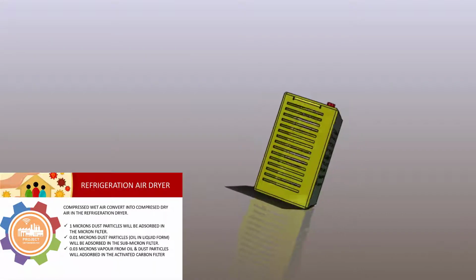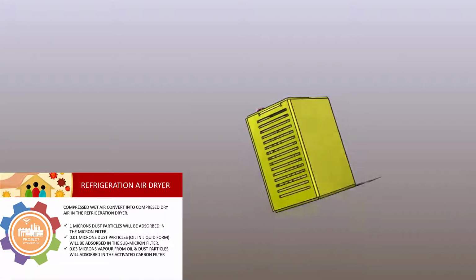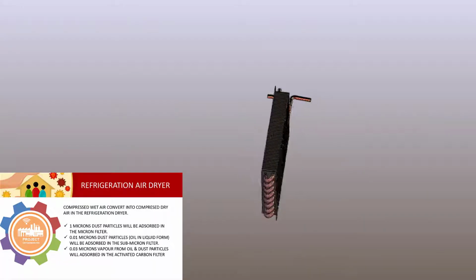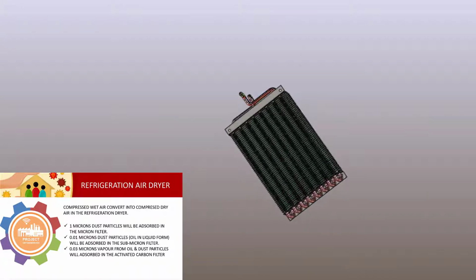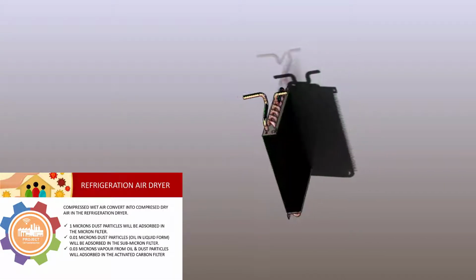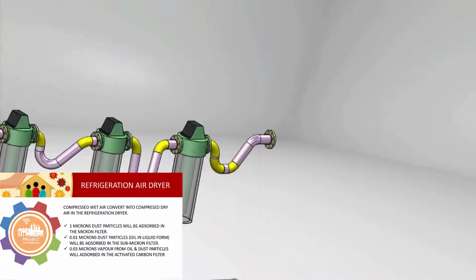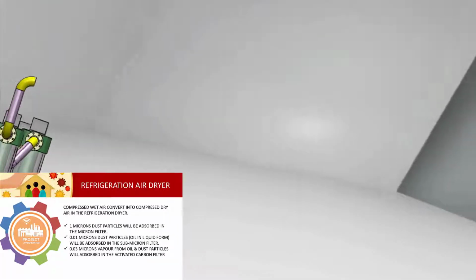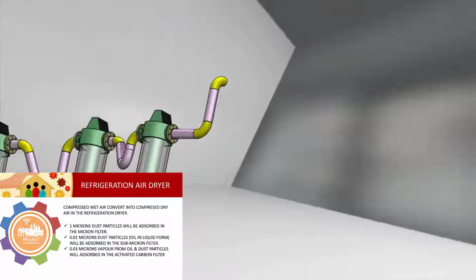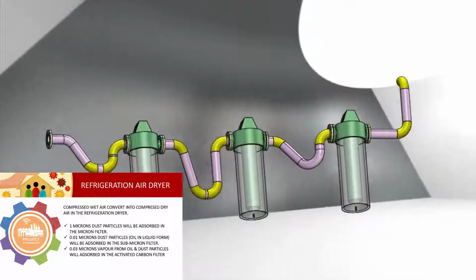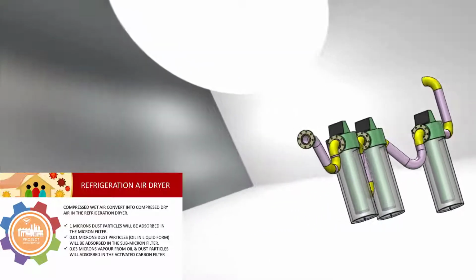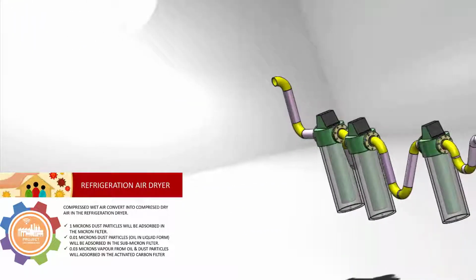The next component is the refrigeration air dryer, where the compressed wet air is converted into compressed dry air. After passing through the refrigeration air dryer, the air passes through the filters, namely the micron filter, sub-micron filter and activated carbon filter. 1 micron dust particles will be adsorbed in the micron filter. 0.01 micron dust particles will be adsorbed in the sub-micron filter. 0.003 micron vapor from oil and dust particles will be adsorbed in the activated carbon filter.